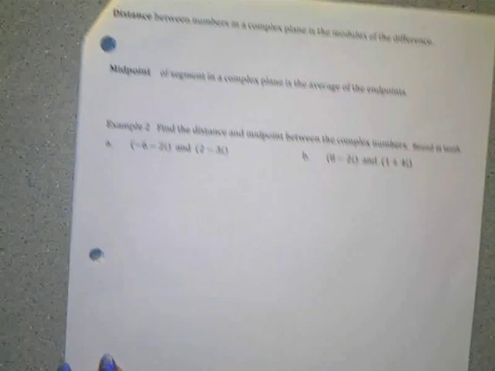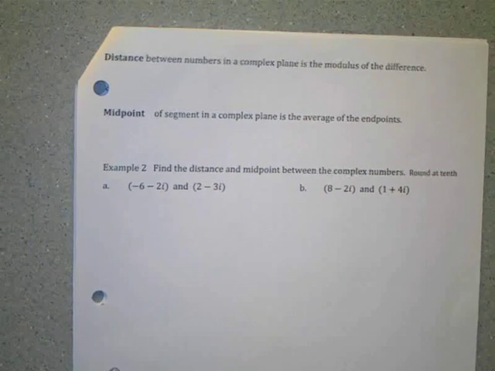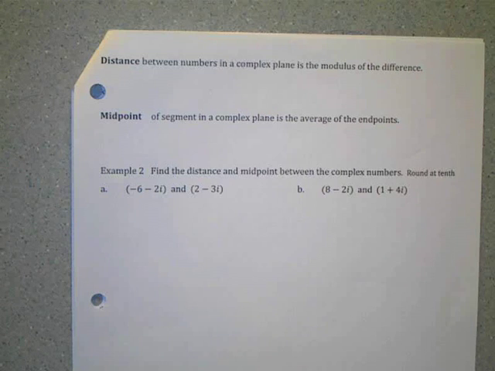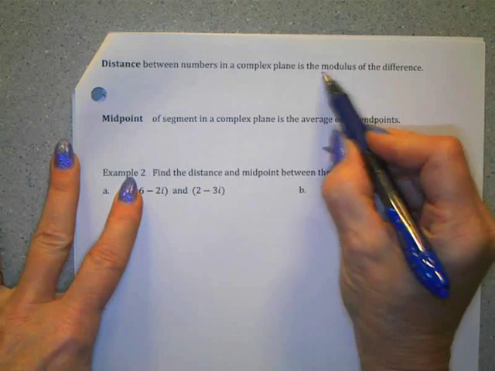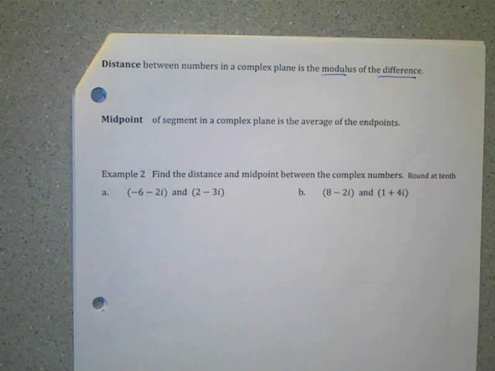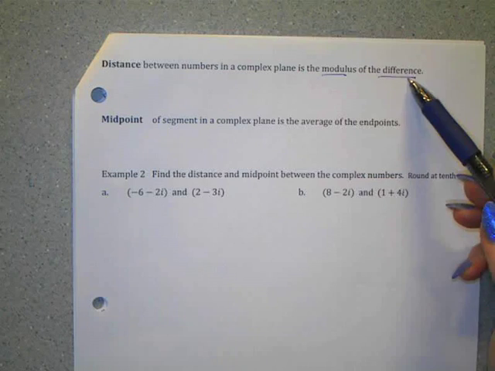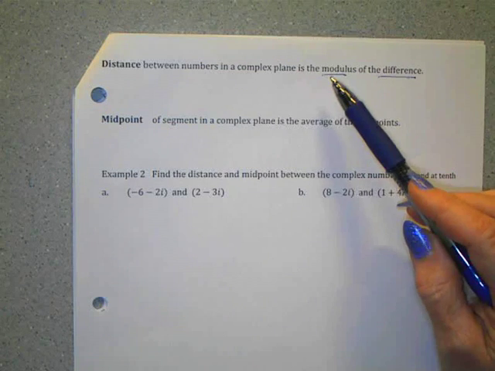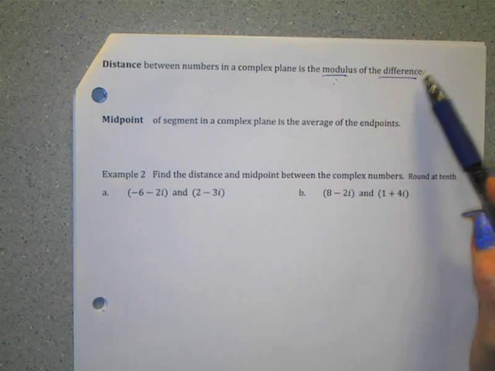Okay, now let's turn the page. Last page. The first thing that it talks about is the distance. How do we find the distance between two numbers in a complex plane? Well, it says what we do is we find the modulus of the difference. Difference means subtracting, so they're telling us to subtract the complex numbers and then find the modulus. It's going to be the modulus of the difference.